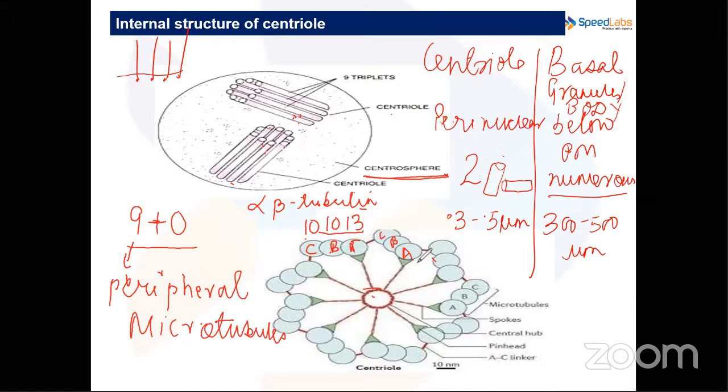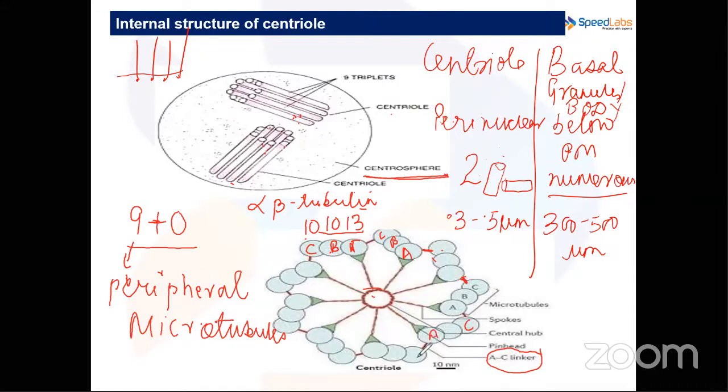And what kind of connection is there between the peripheral microtubules? A of one triplet is connected to C of another. You can see A and C are connected all the time. You can see there is this AC linker. So if this is A, it is going to be connected to C. So again, A to C.